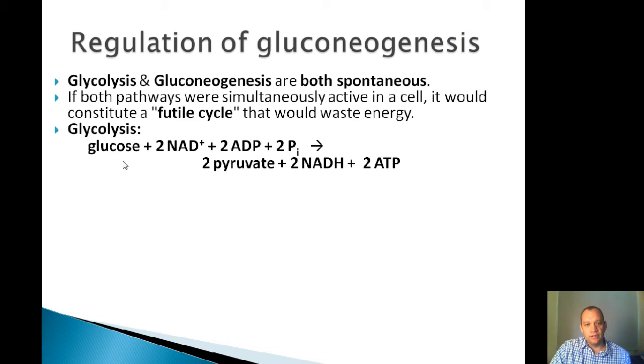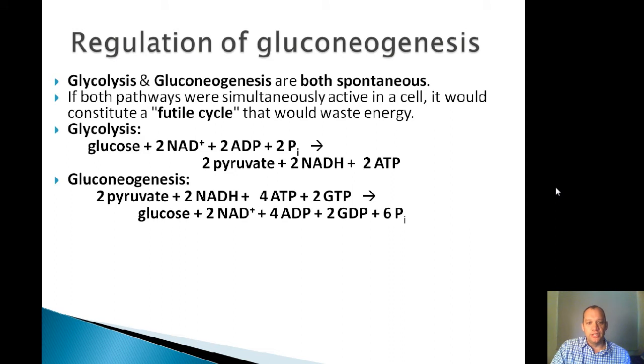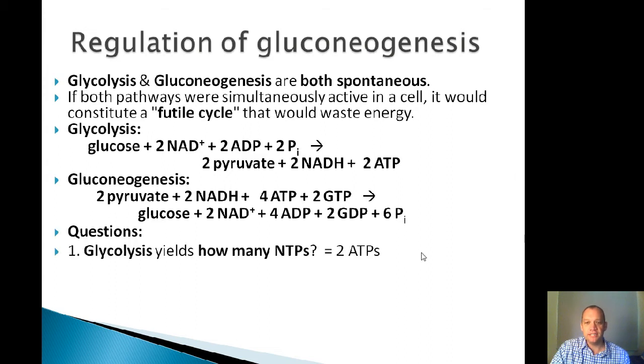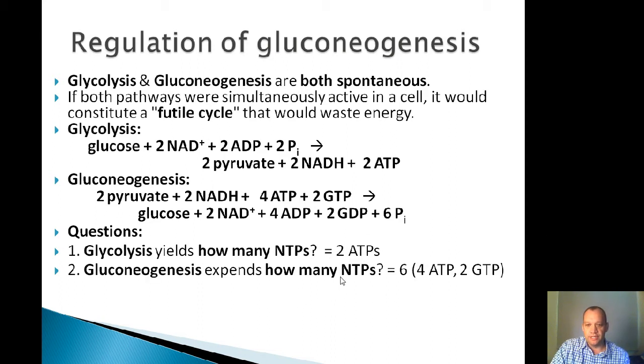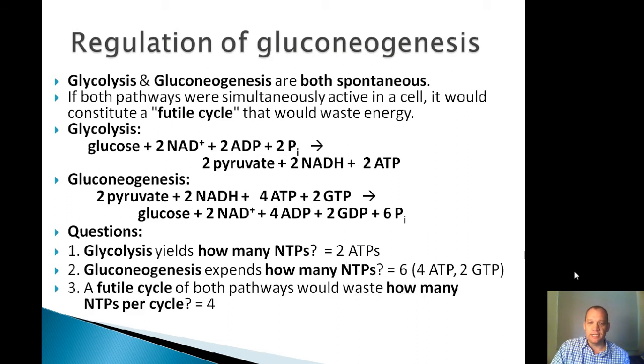And this is because during glycolysis, glucose is turned into two pyruvate molecules, and a net gain of 2 ATPs takes place. But during gluconeogenesis, 2 pyruvates are turned into a glucose, but this costs us 4 ATPs and 2 GTPs. That means glycolysis yields 2 ATPs or 2 NTPs, and gluconeogenesis actually costs us 6 NTPs in the form of 4 ATPs and 2 GTPs.